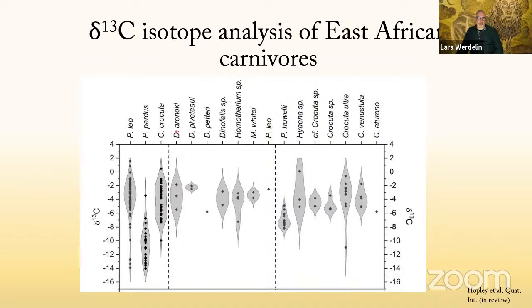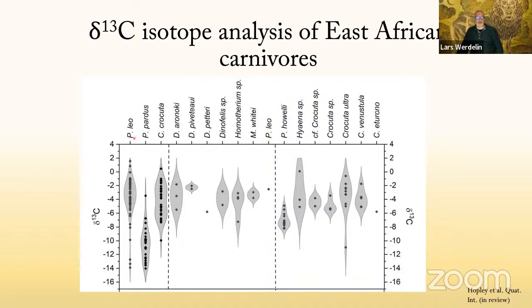Pliocene carnivores, so we have Dinofelis here, Homotherium, and Megantereon. Although there's obviously a limited number of specimens, each dot is a specimen studied, all of them basically fall in the grazers and mixed feeders group.